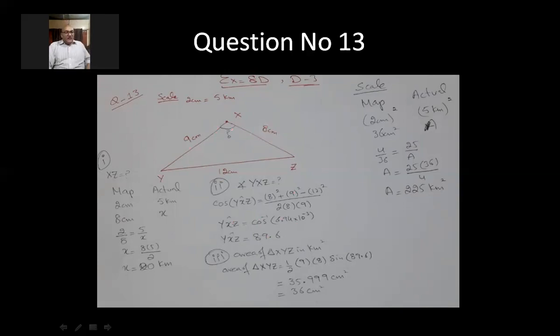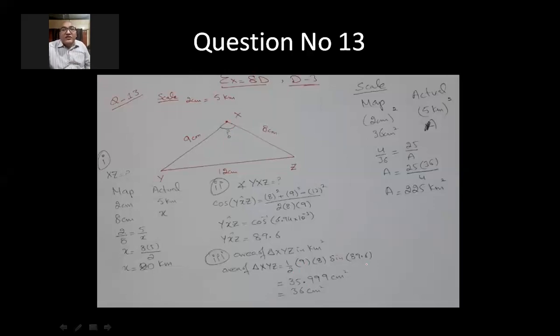The third part is, he says, the area in kilometers square which represents the triangle XYZ. So he wants us to find out the actual area of this triangle. So first of all, I will find the area on the map. The area of the triangle XYZ will be equal to, I know these 2 sides, I know the angle between them, so I will find the area of this triangle.